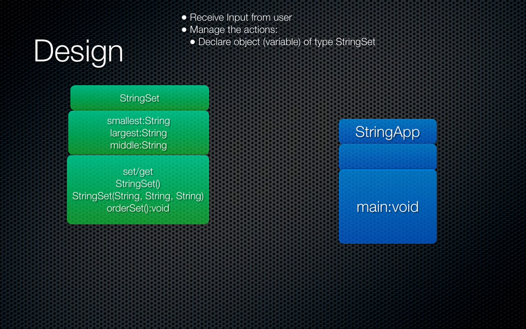But the main class, the string app in blue here, will declare an object of the type string set, will send the 3 strings to the string set, so inform or pass on the data to the string set, and will display to the user which one is the smallest, the middle, and the largest. And this is in collaboration with the string set, so the string set has to give the string app those 3 values. So how about the string set, what will it do?